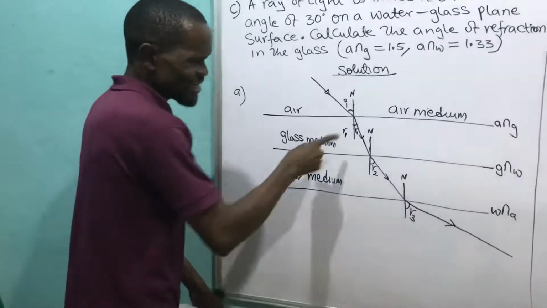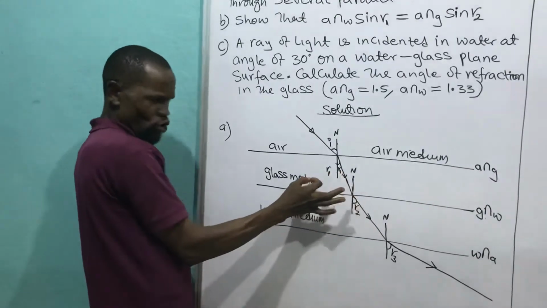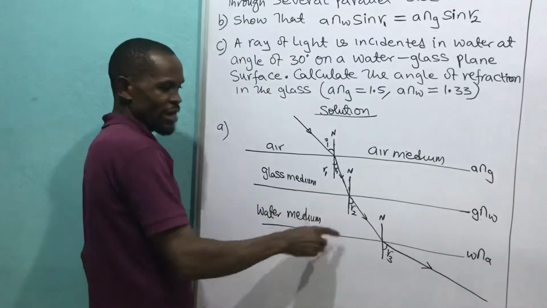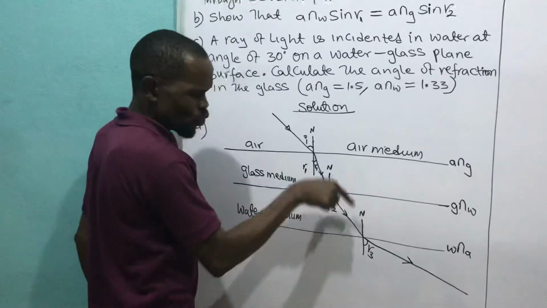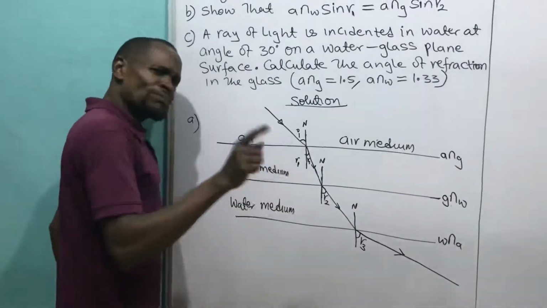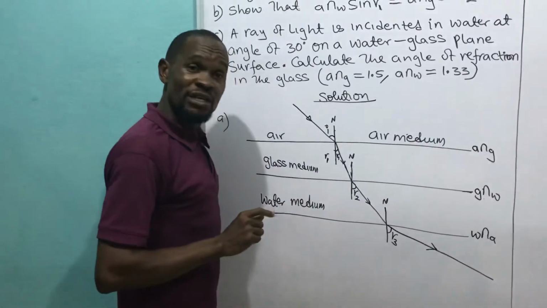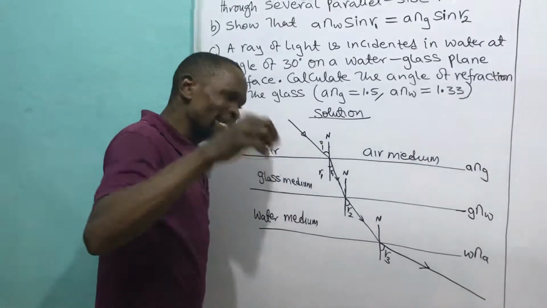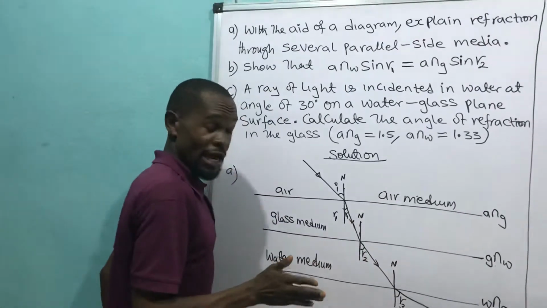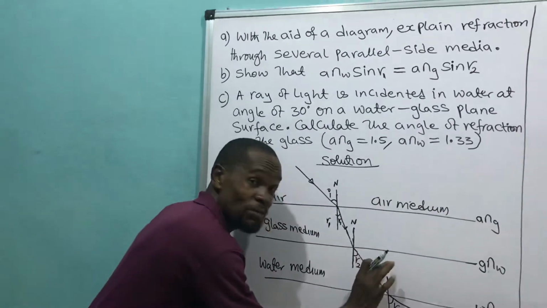From this now, you see that when this ray enters glass, it comes close to the normal. Look at it, it comes close to the normal, instead of moving away. Then when it enters from glass to water, what happened? It moves away, telling you that glass is more dense than what? Water medium. If glass is more dense than water medium, that's why you see this, it refracts a little and moves away from the what? Normal.